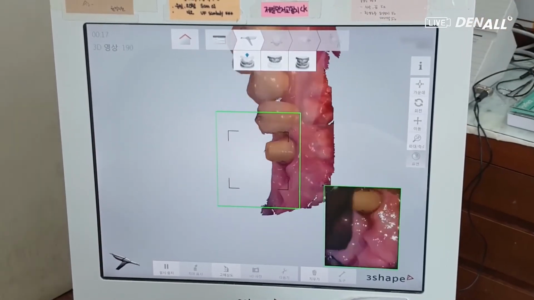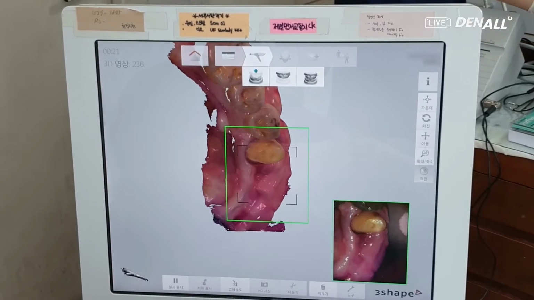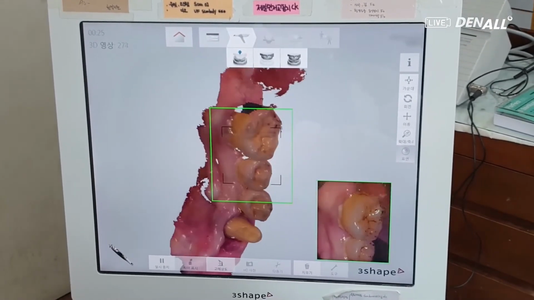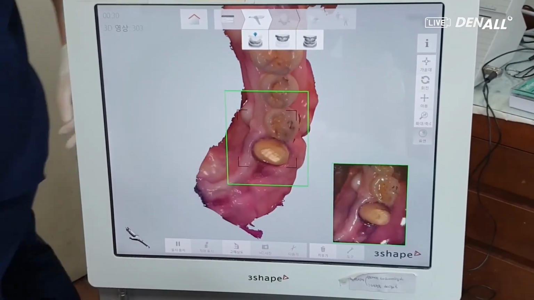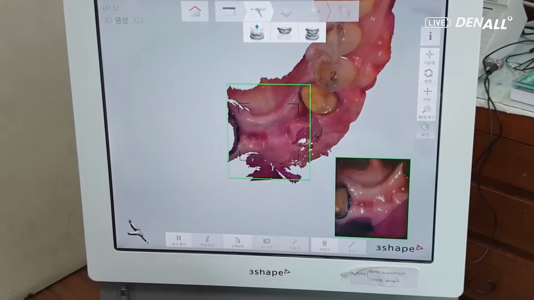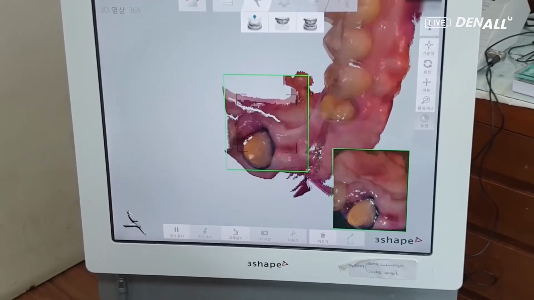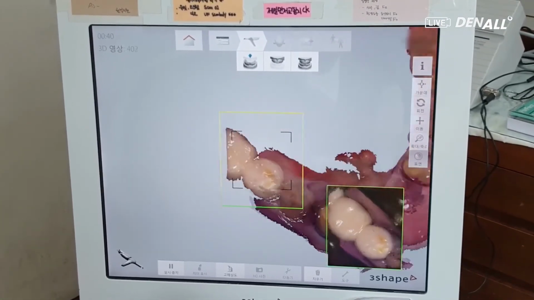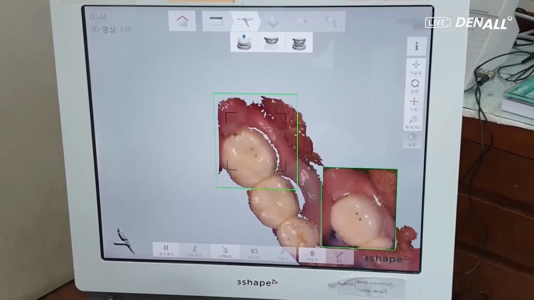I use this Trios 3 equipment, which was purchased about 5 years ago. The basic approach is modelless fabrication. It is used for prosthodontics, orthodontics, and guided surgery. We don't use the rubber impression material. With the scan data, fabrication is done with CAD/CAM. Currently, the gingival cord is placed.